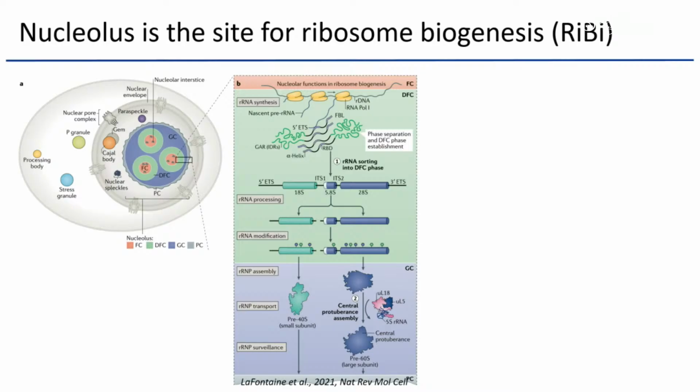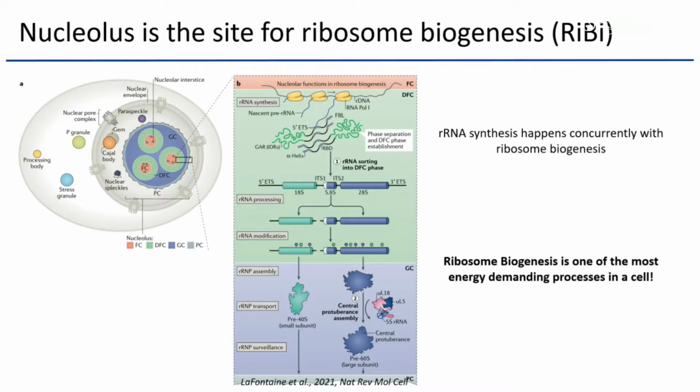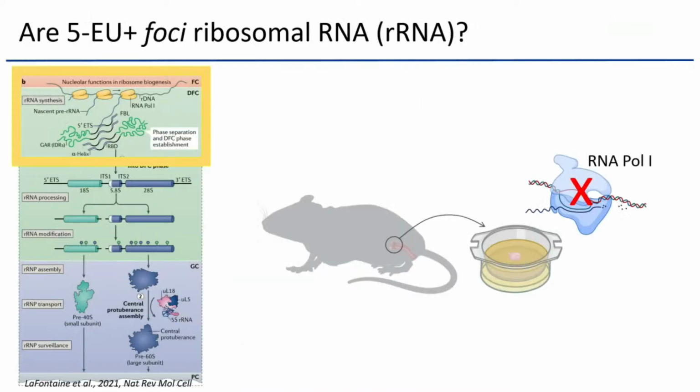What is the nucleolus? It's the site of ribosome biogenesis. So here is the nucleolar innermost part, and this is the outermost part. And as the ribosomal RNA is transcribed, it leaves the nucleolus by assembling and making ribosomes. One thing to keep in mind is that ribosomal RNA synthesis is happening concurrently with ribosome biogenesis, so it's not known that this mechanism happens without the rest. And also ribosome biogenesis is one of the most energy-demanding processes in a cell, so I was wondering, why is a dormant cell doing all of that?